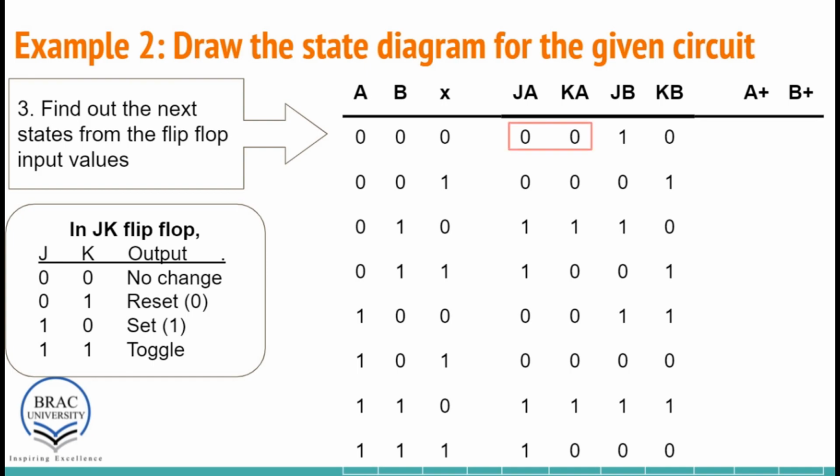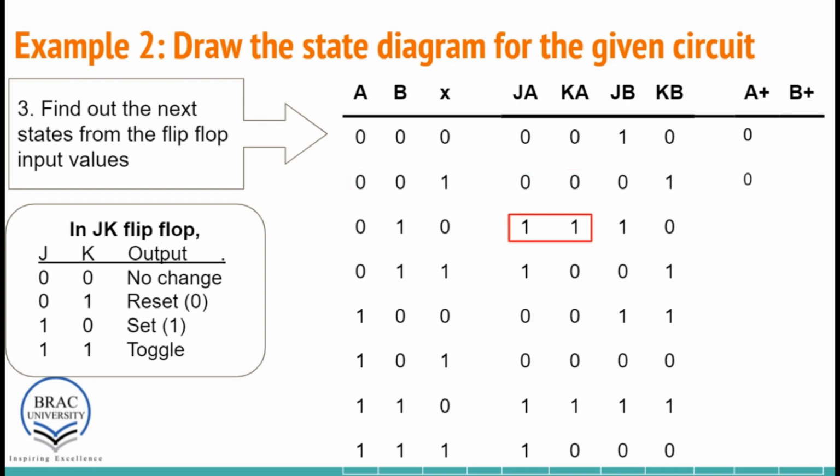Now, in the first combination for JA and KA, the values are 0, 0. So as a result, no change will happen. So the value of A will be the value of A plus. In the next combination, the value for JA and KA are 0, 0 again. So the value of A and A plus will be equal here.